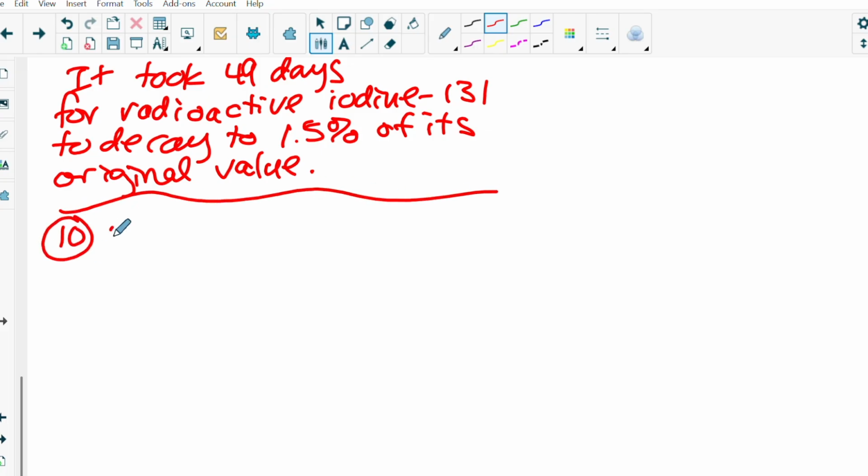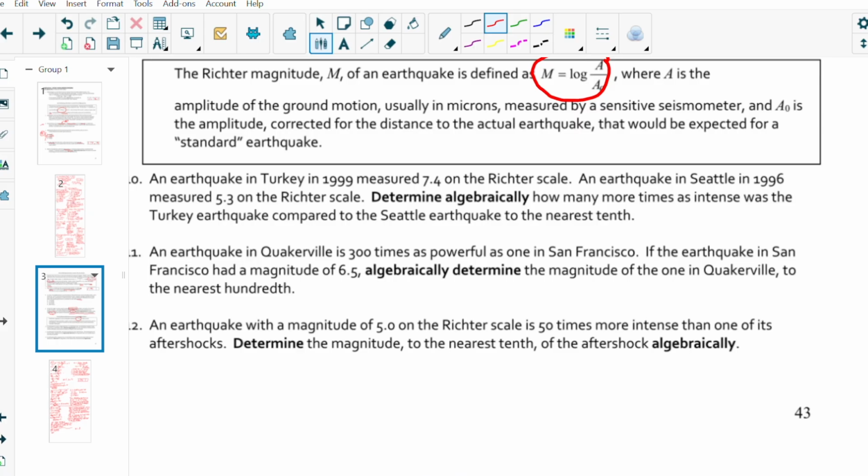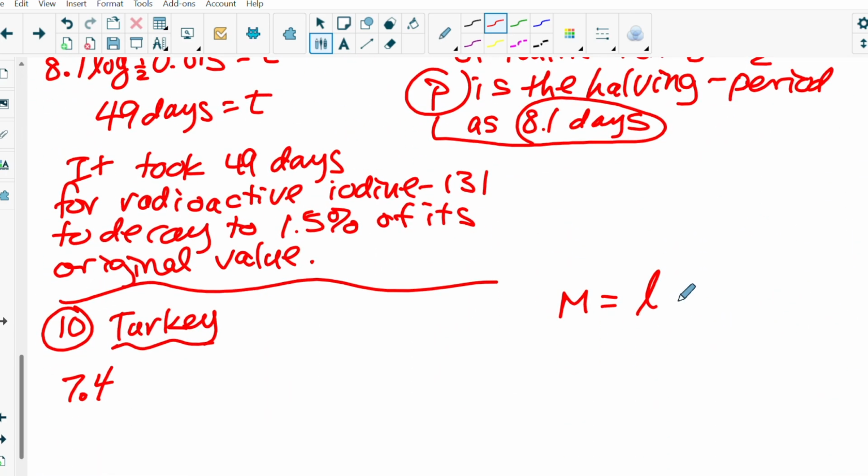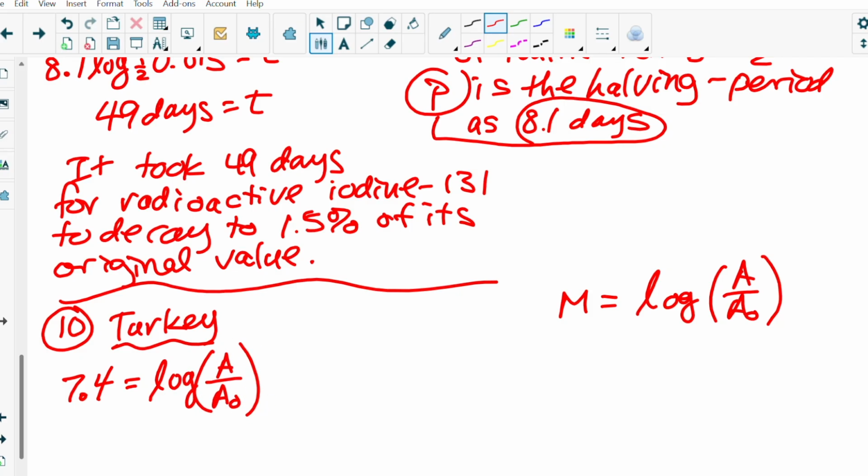So number 10. First, the Turkey earthquake. Magnitude 7.4. Well, first we're using this equation, folks: M equals log of A over A naught. So 7.4, that's the magnitude of the Turkey earthquake in 1999, equals log of A divided by A naught.